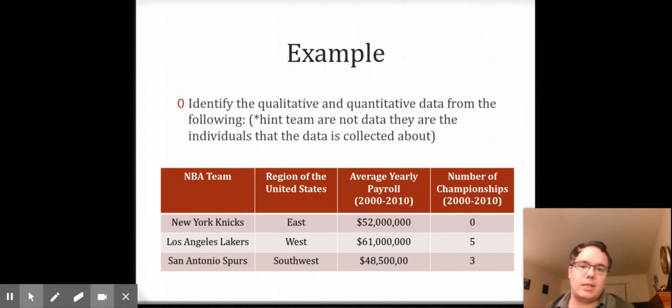But region of the US, would that be qualitative or quantitative? Well, if you're east, west, southwest, those are all categories of the United States. So since they're categories, that'd be qualitative. The average yearly payroll, those are all numbers. Those are all measurements they found by adding up how much each person earns and dividing it by the number of people to find the average. So that is quantitative data. Number of championships, that is something you can count. So that is also quantitative data.